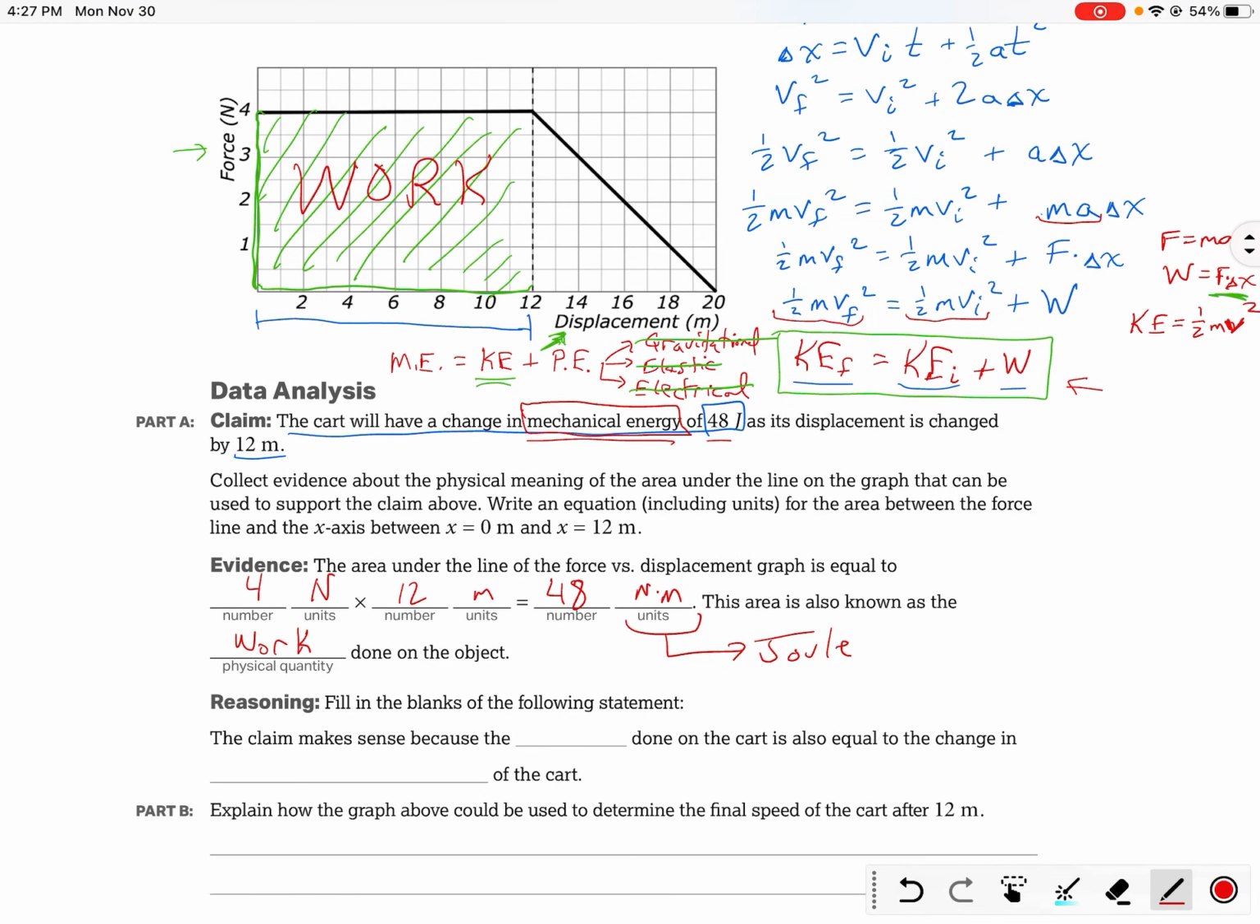This claim makes sense because the work done on the cart is equal to the change in kinetic energy, or you could say mechanical energy, which would be the more general case.